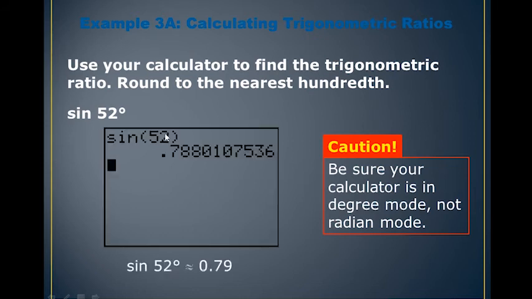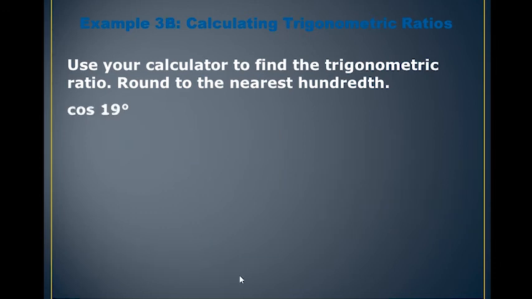This is the first example. We are finding out sine 52. Simply press the sine button on your calculator, then write down 52, press equals to, and you'll be having this whole answer. Simply, you are required to round it off to the nearest hundredth, meaning two decimal places. So the rounding off here, 0.788. This 8 is greater than 5, so you need to add 1 to this 8. So the final answer will be approximately 0.79.